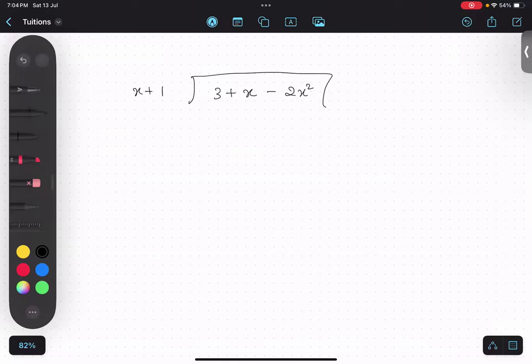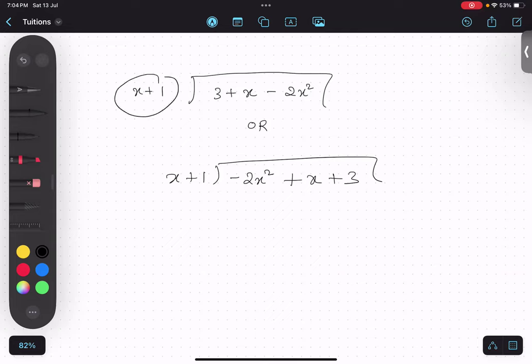As I taught in the last class, step number one, which is the most important step, we have to arrange in descending order in terms of power. So the highest power over here is 2, so it should come first. So I will rewrite this question like this: -2x², then I will write x, then I will write 3 plus 3. Make sense? Yes, sir. Always remember, arrange in descending order.